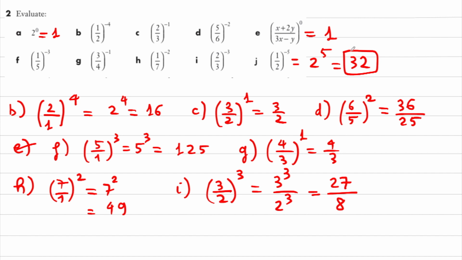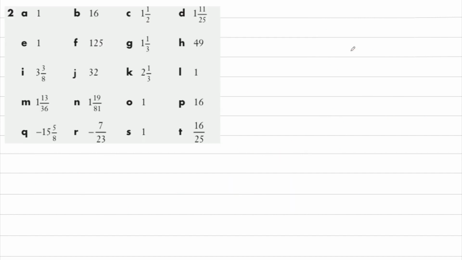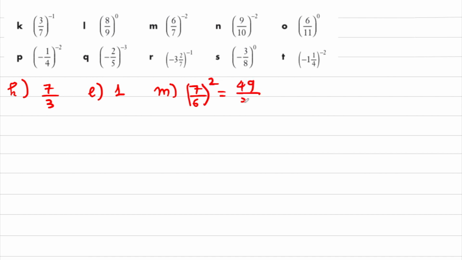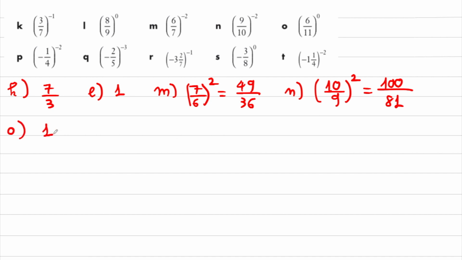This is a little easier, right? Question 2, we finished. Oh, sorry, we have a lot of questions in here. Go on for question K, 7 over 3. Question L, you got 1. Question M, you have 7 over 6 and square outside, 49 over 36. Question N, 10 over 9 and square outside, you got 100 over 81 here. About O, you got here is 1.